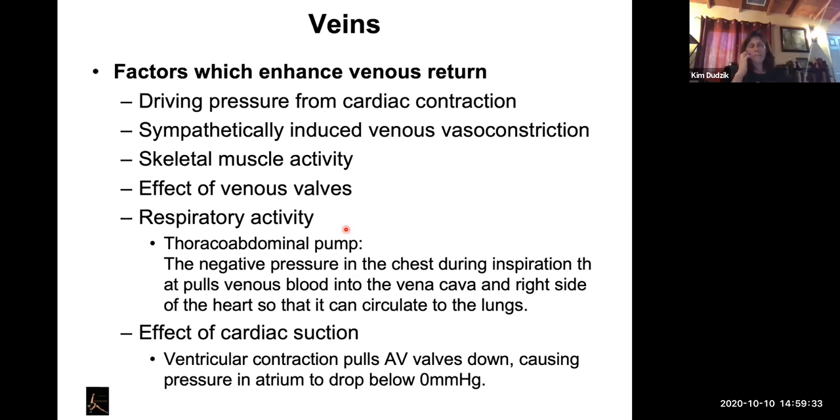I put a video on Canvas that explains that. And even just the ventricular contraction of the heart, when it contracts, it kind of pulls on the AV valve, and that can actually cause a slight pressure difference in the atrium to slightly drop below zero. And that causes a little bit of extra movement through there. That's cardiac suction.